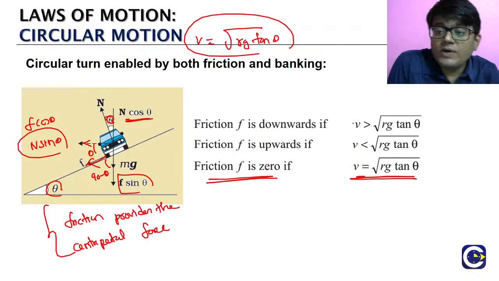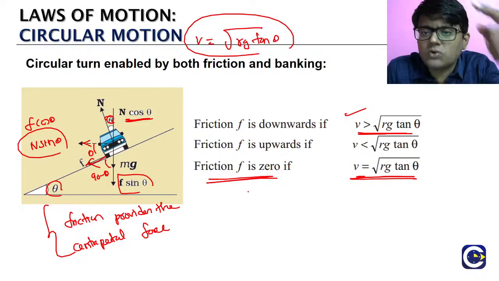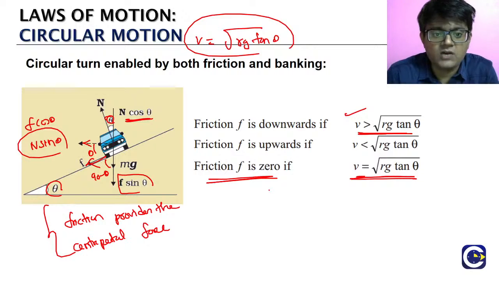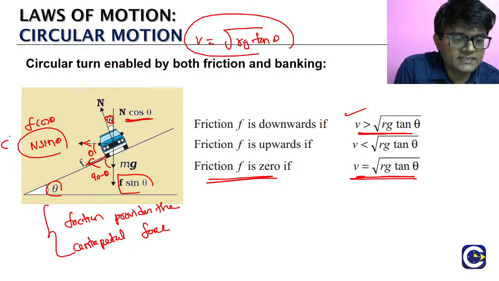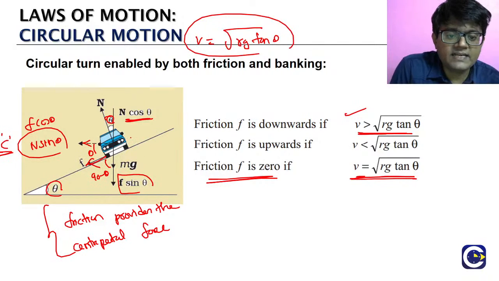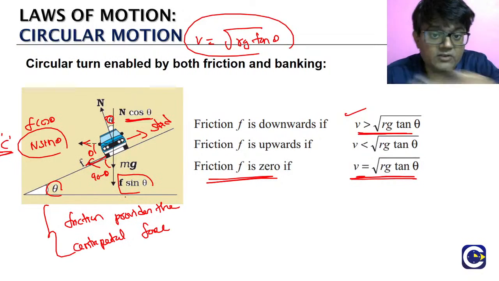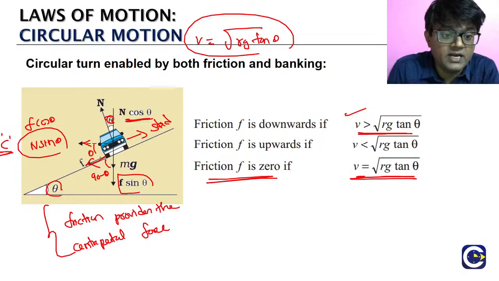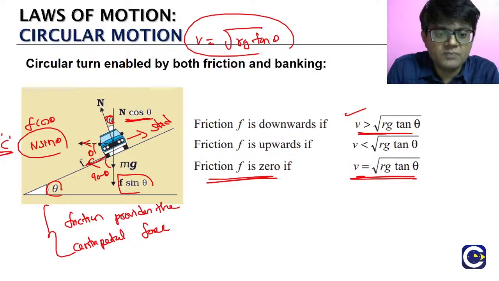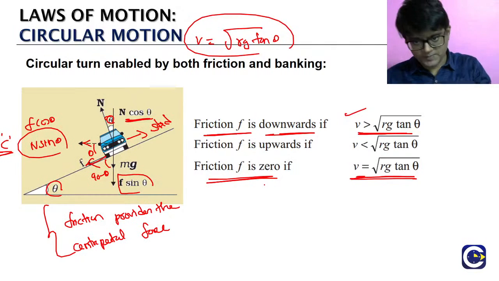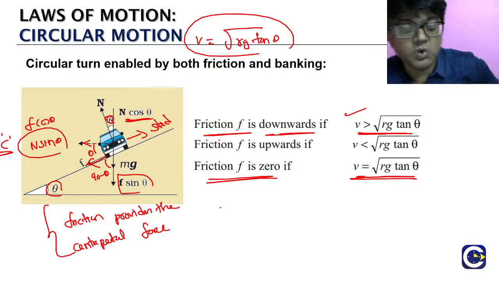Now, if your velocity is more than root rg tan theta, what does it mean? You are having a speed more than the safe speed. The center of the circle is this side. We said the vehicle will be trying to skid away from the center of the circle. So the friction will act in the direction opposing it. Opposing means down the plane. So friction will be acting down the plane when you are having a velocity which is more than the safe speed.